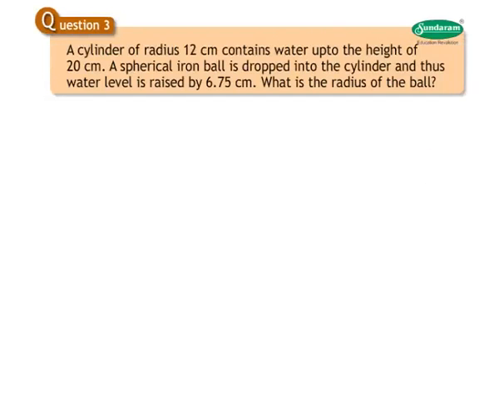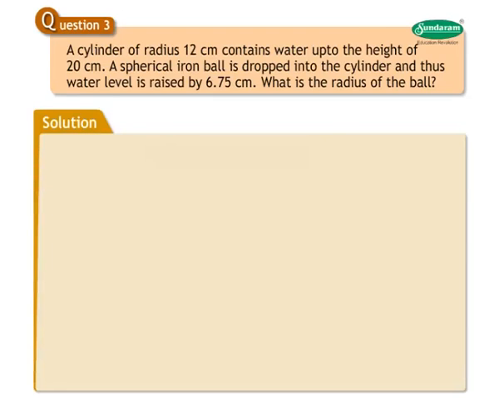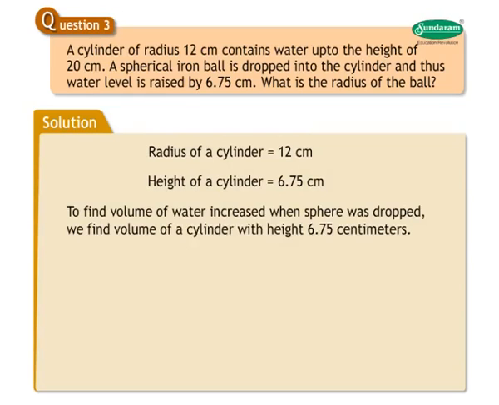Number 3. A cylinder of radius 12 centimeters contains water up to the height of 20 centimeters. A spherical iron ball is dropped into the cylinder and thus water level is raised by 6.75 centimeters. What is the radius of the ball? Solution. Radius of the cylinder is equal to 12 centimeters. Height of cylinder is equal to 6.75 centimeters.